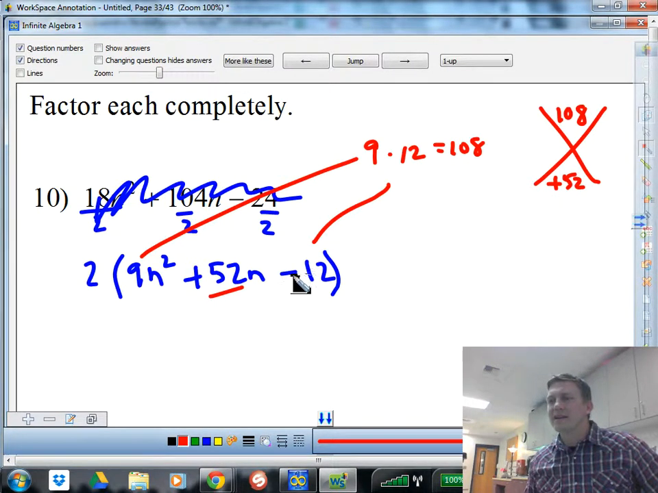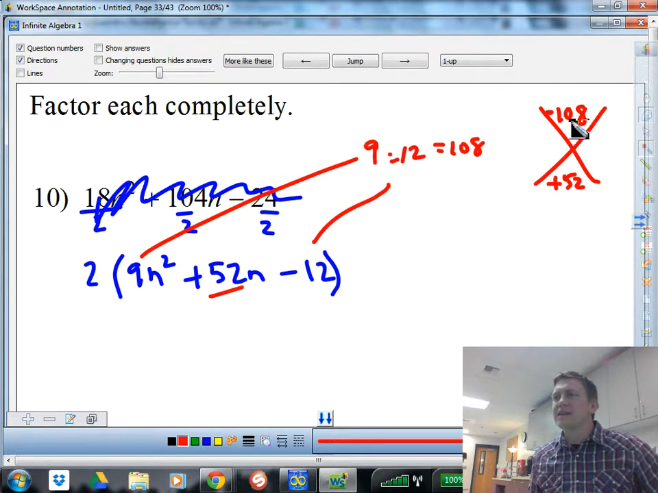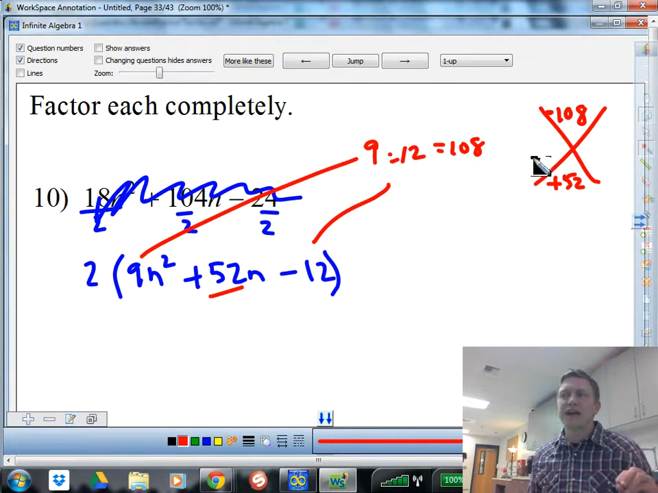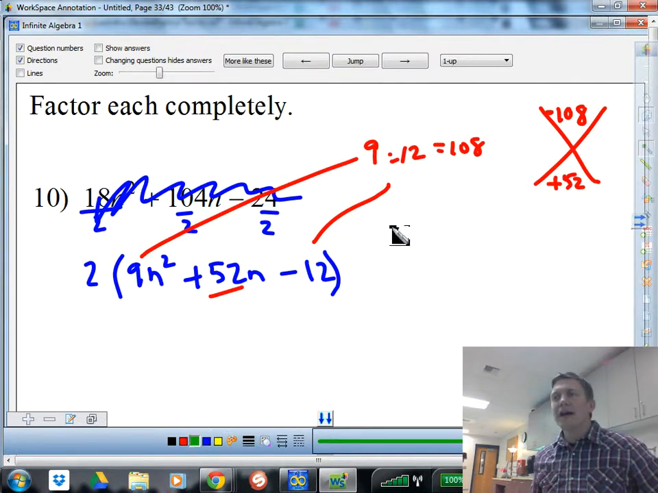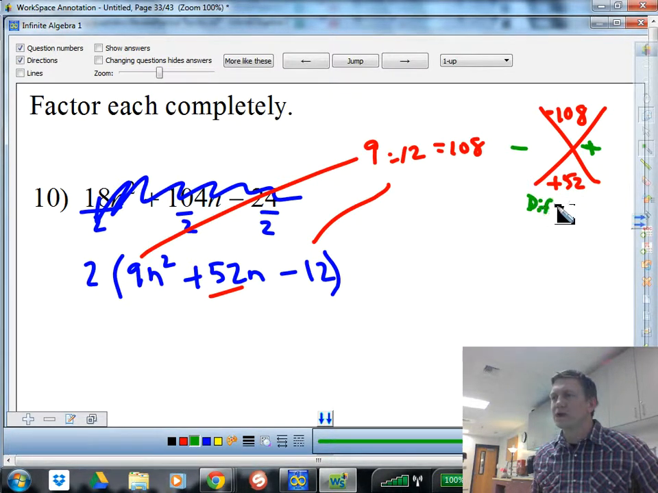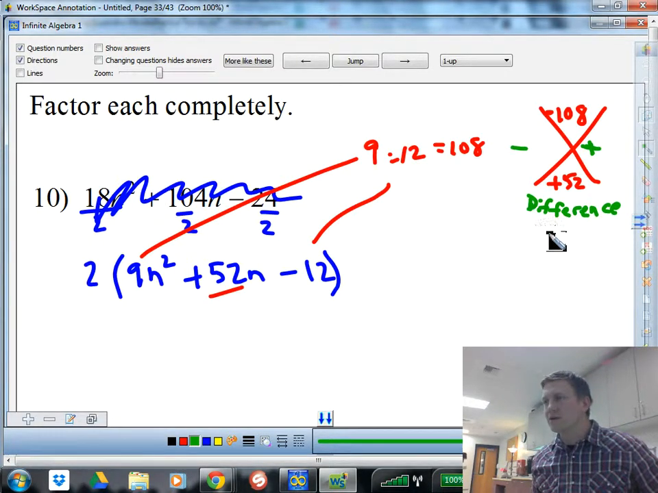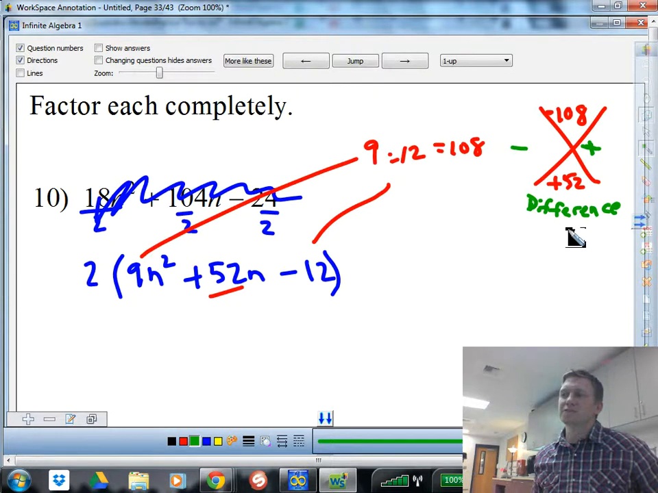But wait a second. This is negative right here. So it needs to be a negative 12, which also turns this into a negative 108. In order to multiply two numbers together to give you a negative, I know that one of the numbers needs to be negative and the other number needs to be positive, because a positive times a negative gives me a negative. Okay, so really, if I add a positive and a negative together, what I'm doing is finding the difference between the two. So I'm going to write down this word right here, difference. So you recognize that as we find combinations or multiples, I really want the difference between the two numbers.